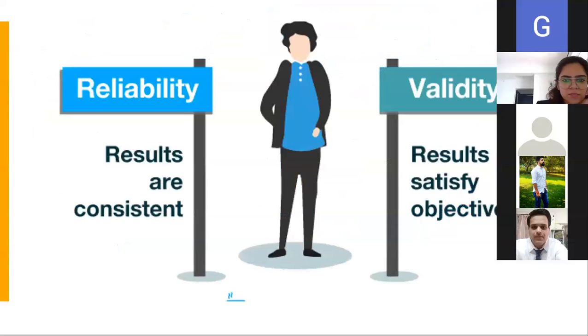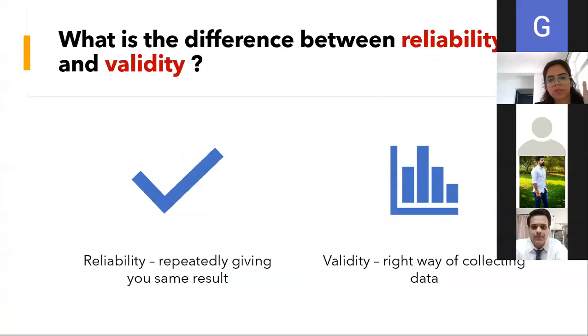Reliability and validity. So results are consistent in reliability, whereas in validity, results satisfy the objective. For example, reliability means you are repeatedly getting the same result. You will say these results are reliable. First time मैंने test conduct किया, and I got a particular brand as most preferred. और top 3 preferred brands थे वो कुछ आए. Second time मैंने conduct किया तब भी वो top 3 ही आए. That is called reliability. And what is validity?